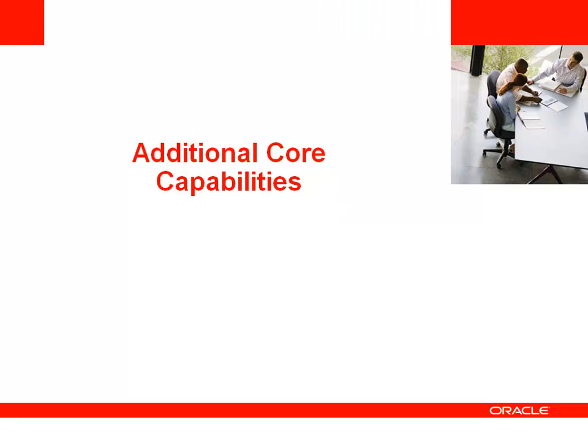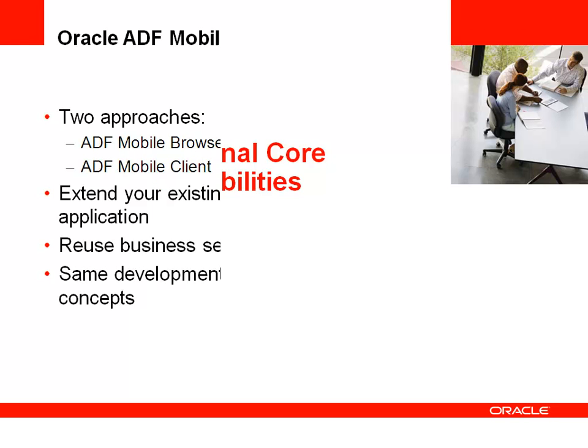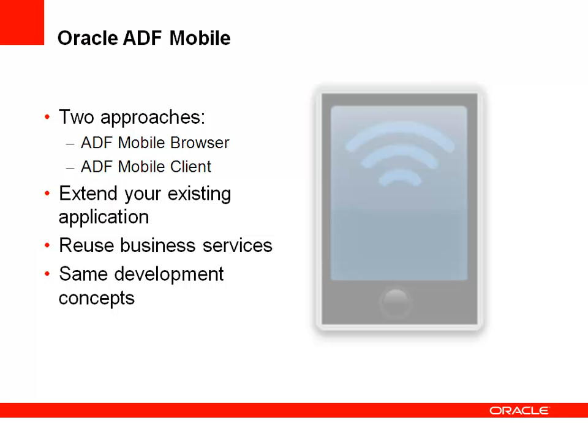Finally, let's discuss some of the additional core capabilities that you might be using when building with Oracle ADF. One key aspect is mobile access to your data and information. Oracle ADF includes two solutions for mobile access. One of them is called ADF Mobile Browser, and the other one is called ADF Mobile Client. Both solutions extend your existing application and reuse your existing business services when delivering mobile applications. You also use the same development concepts, same development tool, and same development framework.